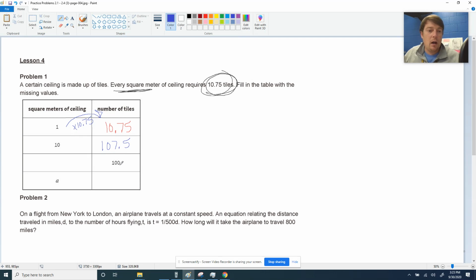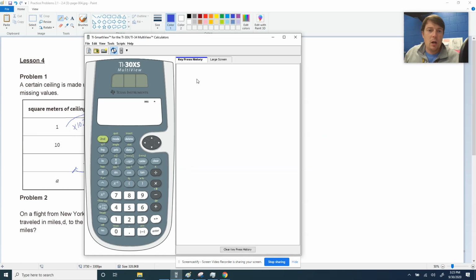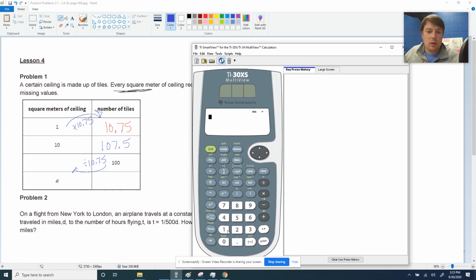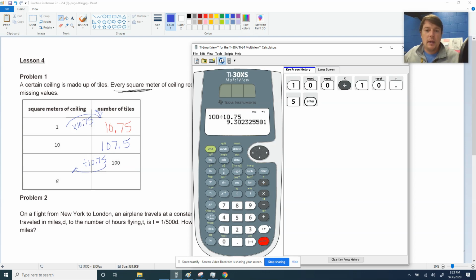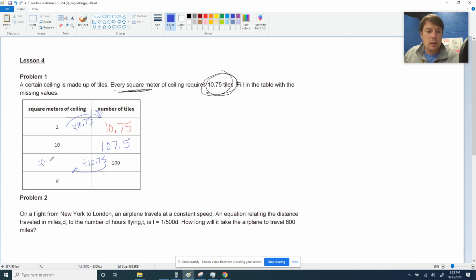And then to take 100 and come back, we have to divide by our constant, which is 10.75. So you can show that with a calculator by doing 100 and then dividing by that constant of proportionality, 10.75, and you get 9.3. All right, we're going to round that to 9.3. I'm going to write it's about 9.3.